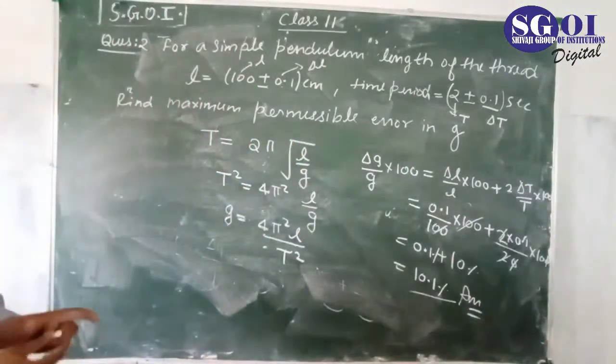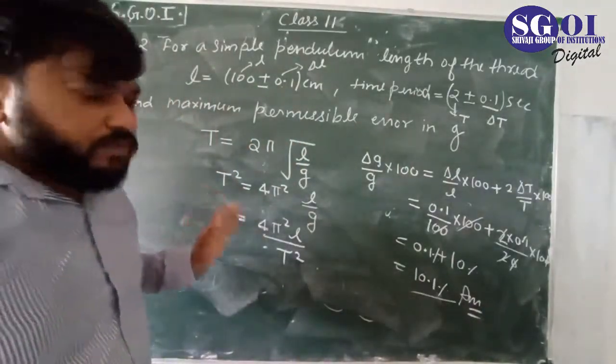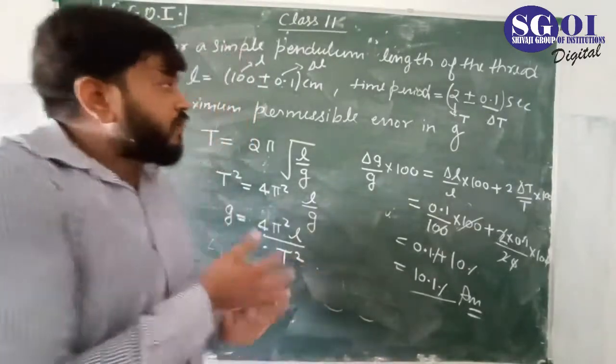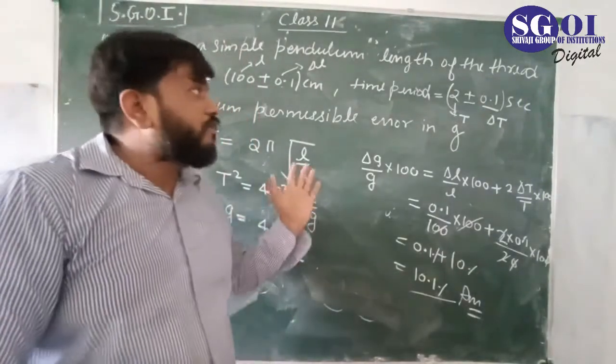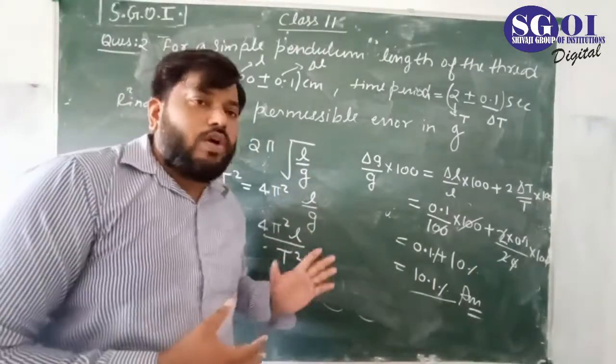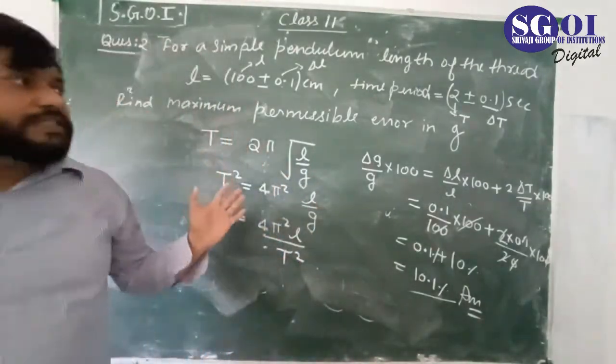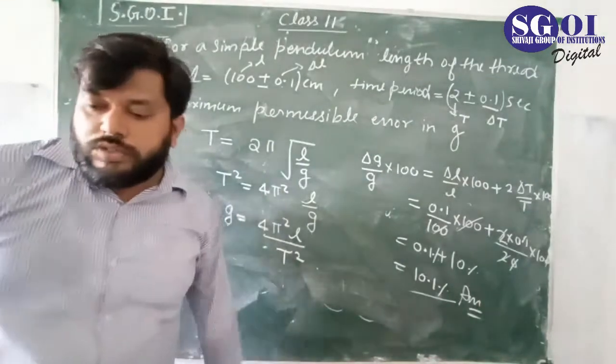So you have cleared this type of problems. So I think you have a clear idea of the numericals of error of measurement basically. So solve the numerical problems and prepare this chapter for your unit test 2. So thank you students.